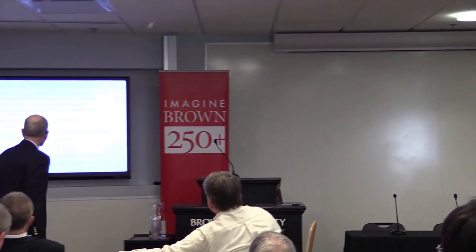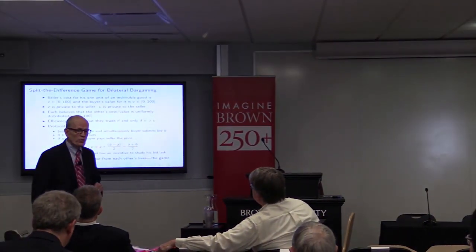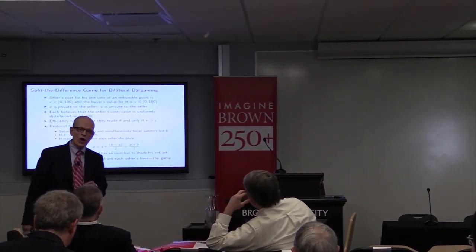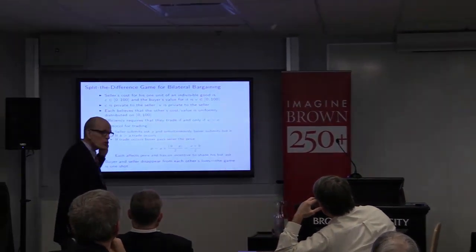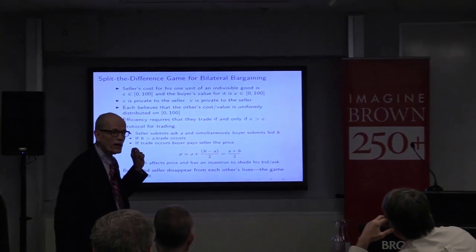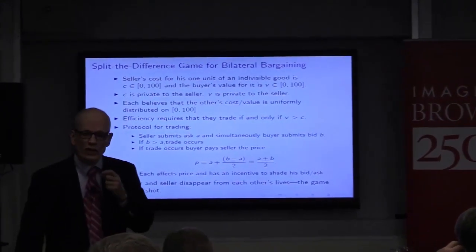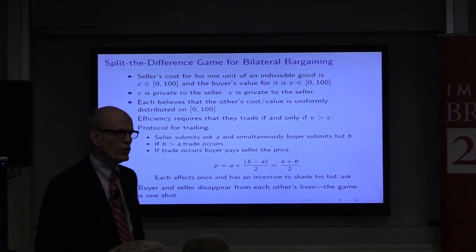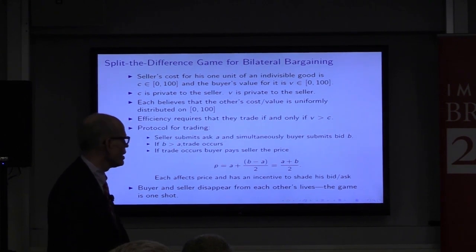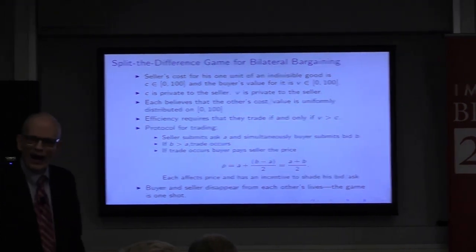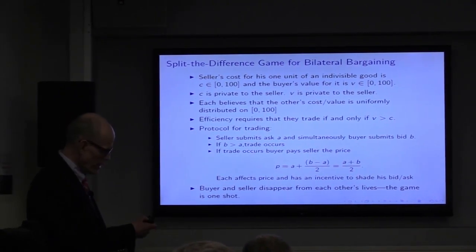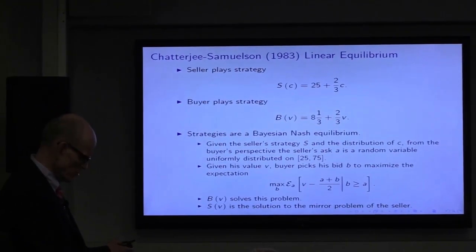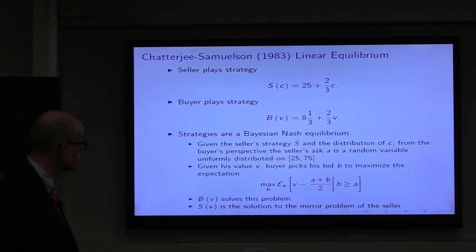So here's the setup in the split the difference game. You have a value between 0 and 100. I have a cost between 0 and 100. My cost is private to me; you don't know it. Your value is private to you; I don't know it.